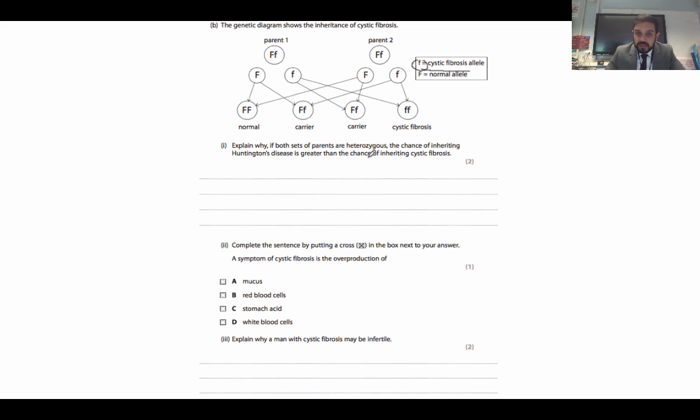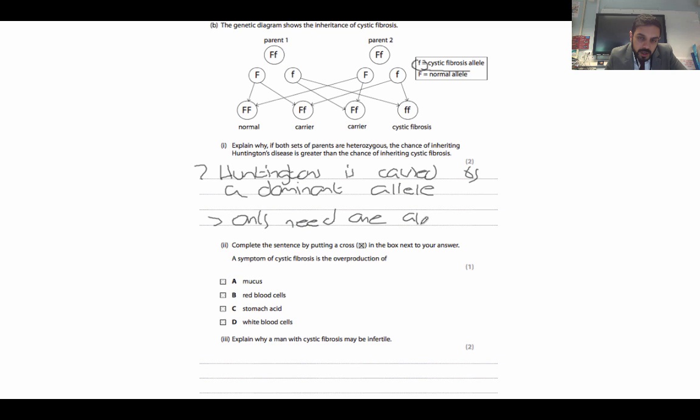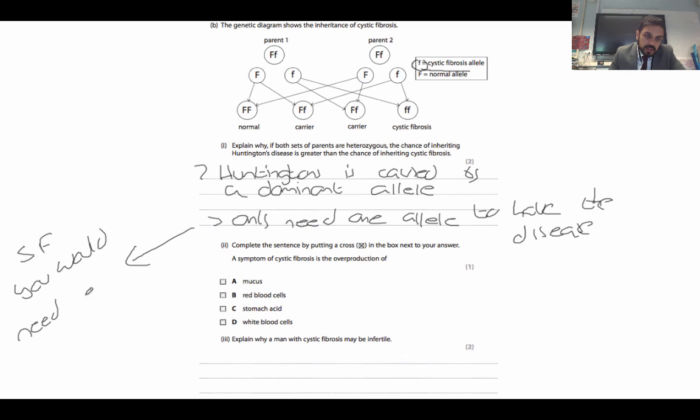Because Huntington's is caused by a dominant allele. You only need one allele to have the disease. Whilst in cystic fibrosis, you would need two alleles.